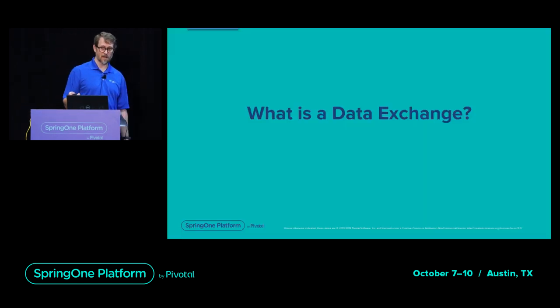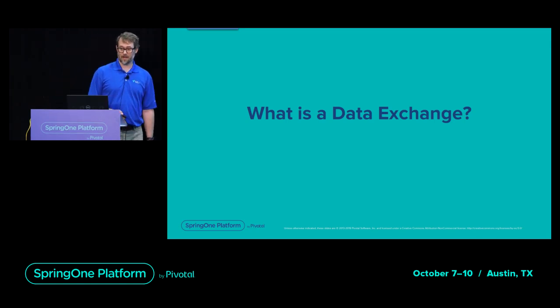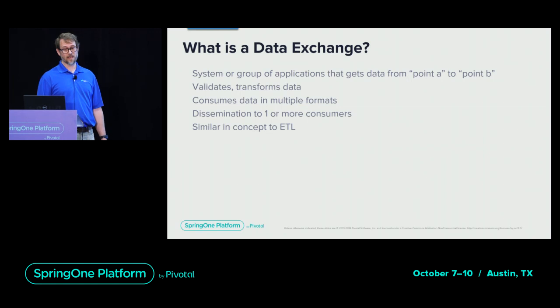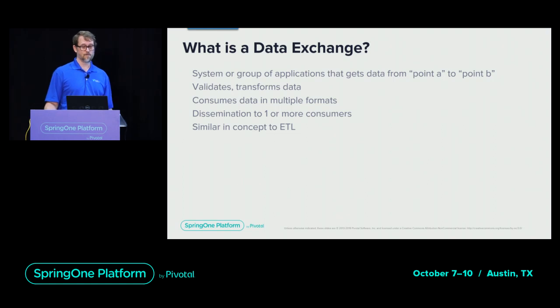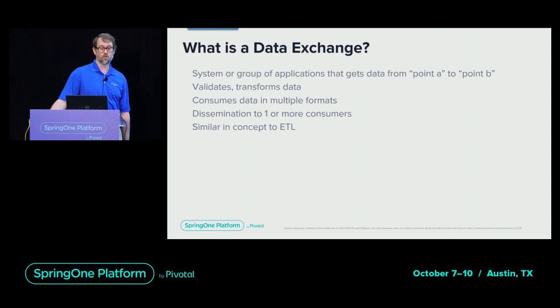That's pretty much it for Spring Cloud Data Flow, by the way. Now, what do I mean when I talk about a data exchange? Basically, at the very root, it's a system or a group of applications that get data from point A to point B. It does some validation or transformation in the middle. It consumes data in multiple formats, and it'll often disseminate that data to one or more consumers, also in multiple formats. Most people are probably thinking, oh, that's ETL, right?